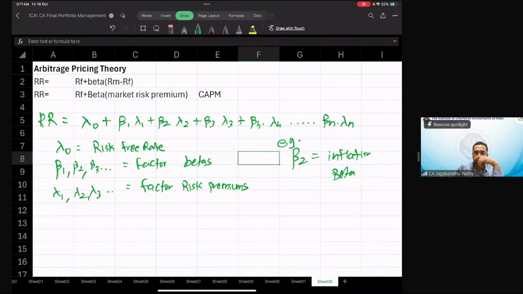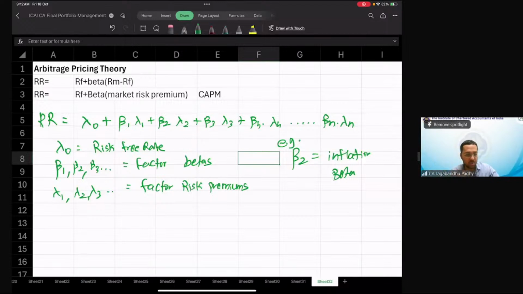No. Suppose there is a company which manufactures salt, and another which is an airline company. Which company is going to be impacted to a larger extent by rising inflation? Will the salt manufacturing company get impacted by inflation? Of course not. Airline, hotel industry, they will be impacted by inflation. So this beta 2 number is not going to be equal for all of them. It will differ from industry to industry. One industry may be very sensitive to inflation, the other may not be that sensitive.